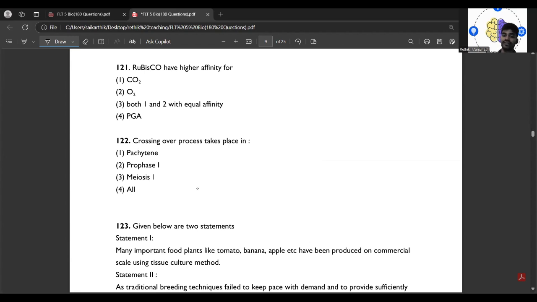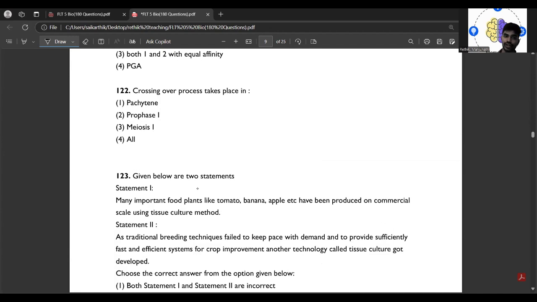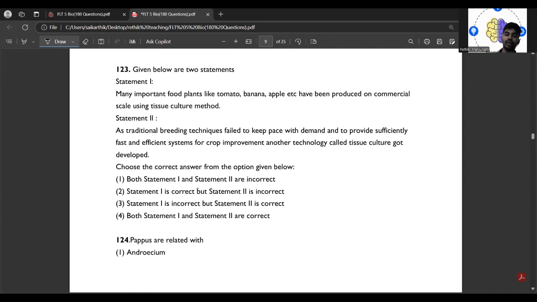It has high affinity towards carbon dioxide rather than oxygen. Then the crossing over process takes place in, can you just say where the crossing over process takes place? It takes place in prophase 1 of meiosis 1, everywhere. So the next one is 123.